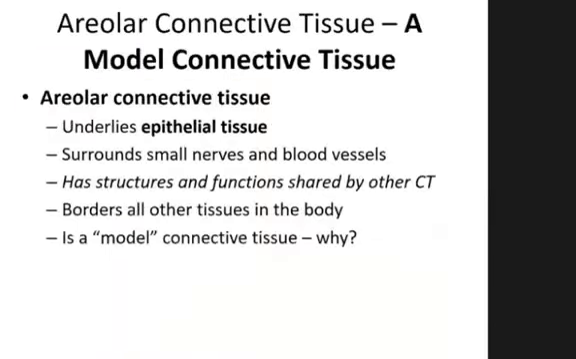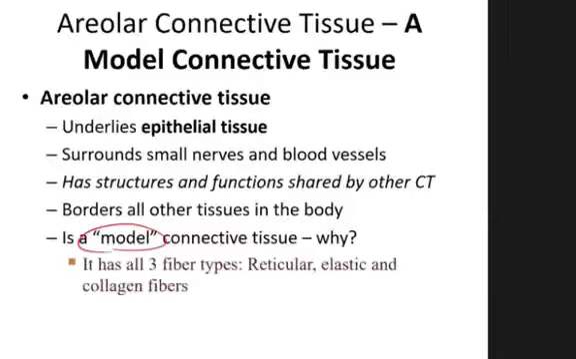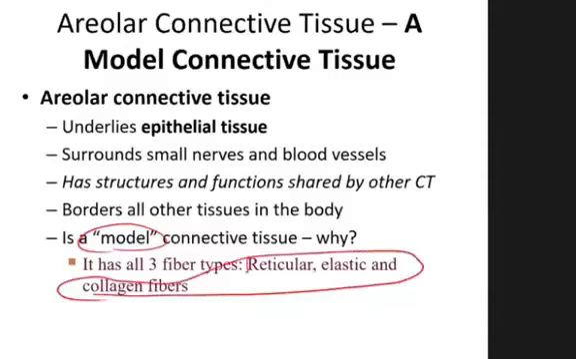The areolar connective tissue, loose areolar, they call it the model connective tissue. Because remember, the connective tissue has fibers, and all three fibers are seen in the areolar connective tissue. The three fibers are called reticular, elastic, and collagen fibers. Some of the tissue does not have elastic fibers, so you only have probably collagen. So that's the reason why the areolar is an example of a model connective tissue. You have the three fibers there. They usually are located underneath epithelial tissue.